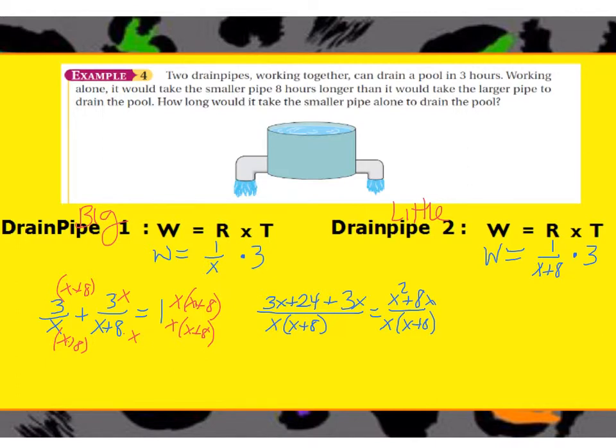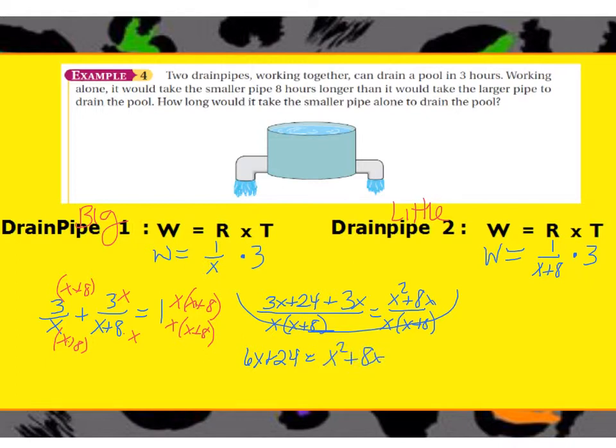Okay, I've got this equation. I got both denominators the same. I'm ready to cross those off. I'm short on space, so I'm kind of crossing those off, but normally, remember, we write that. We're multiplying both sides by that common denominator. They go away. So on the left side, it looks like I'd have 6x plus 24 equals, on the right side, x squared plus 8x.